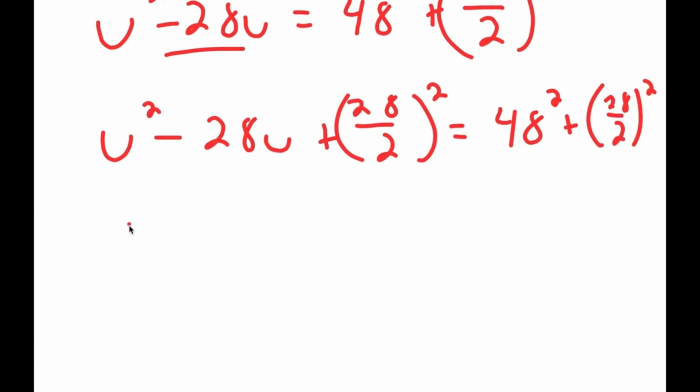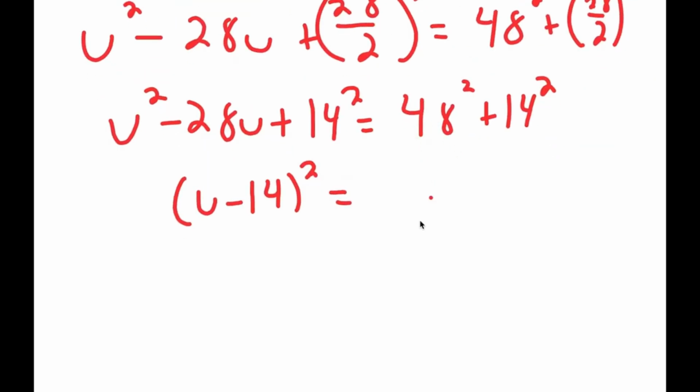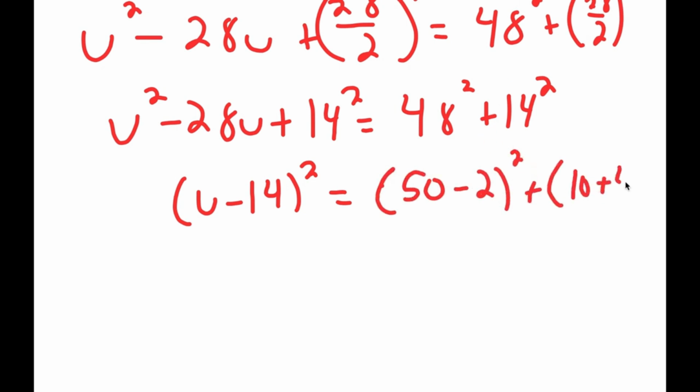I add 28 over 2 squared on both sides. And 28 over 2 is 14, so I get u squared minus 28u plus 14 squared, which is equal to 48 squared plus, again, 14 squared. The reason I used completing the square is because now I can factor this. This turns into u minus 14 squared, which is equal to 48 squared plus 14 squared. I'm going to rewrite 48 as 50 minus 2, and 14 as 10 plus 4.